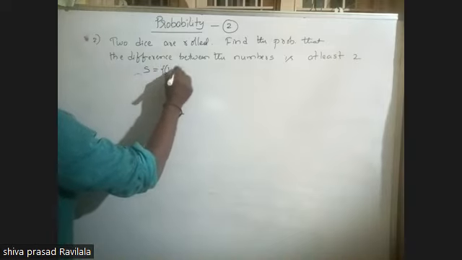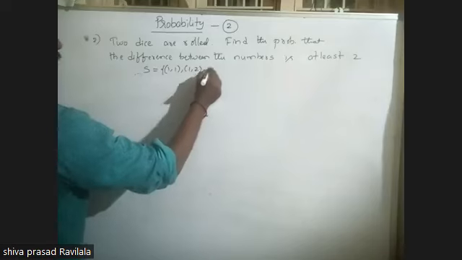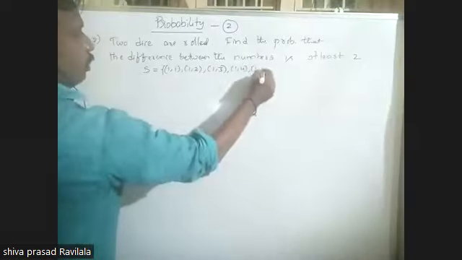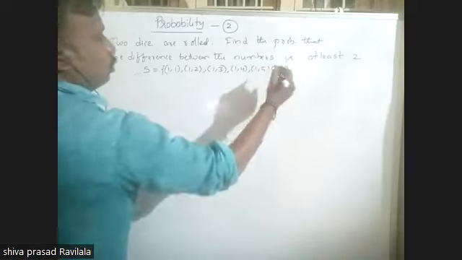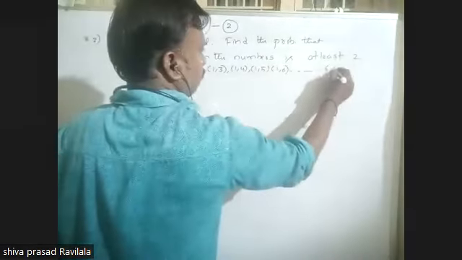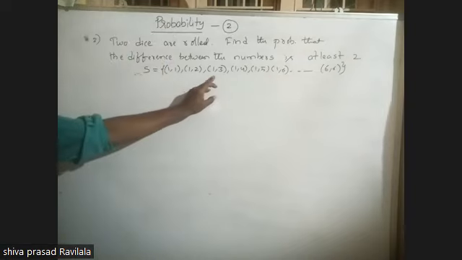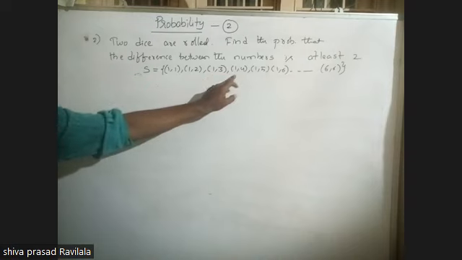Here 1, 1, 1, 2, 1, 3, 1, 4, 1, 5, 1, 6, and so on. The last one, as we discussed yesterday, is 6, 6. In this, the difference between the two numbers is at least 2. For example, 1, 3, I mean 3 minus 1 is equal to 2. 4 minus 1 is equal to 3.